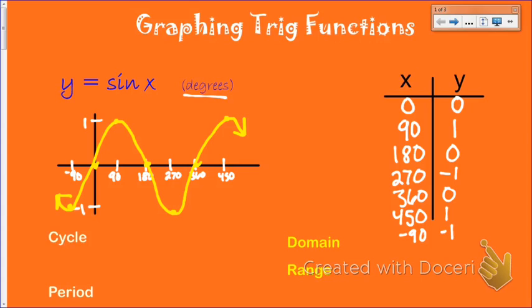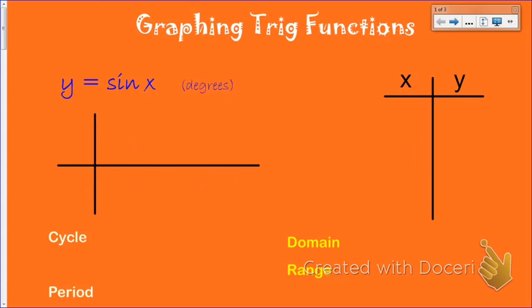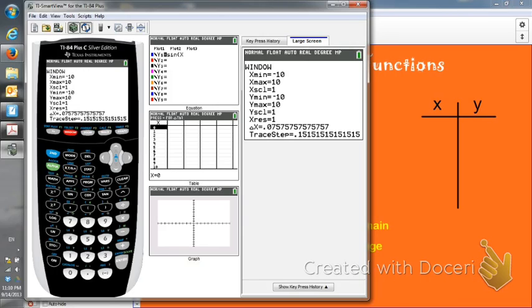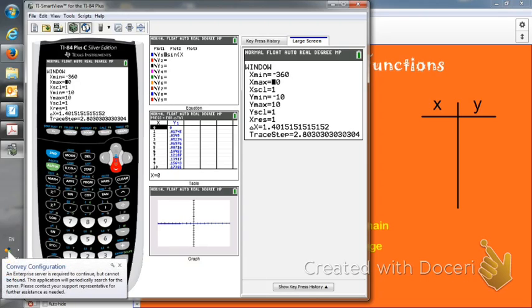Okay, so we're going to look at this on the calculator so that you guys can see just what it looks like if I change a few things on there. So I'm going to go to my calculator. Okay, so I'm going to graph the function y equals the sine of x. And I'm going to go to my window. So the graph I just plotted went to negative 90. I want to see a little bit more of this graph, so I'm going to make that negative 360. And I'm going to make my x max 360.